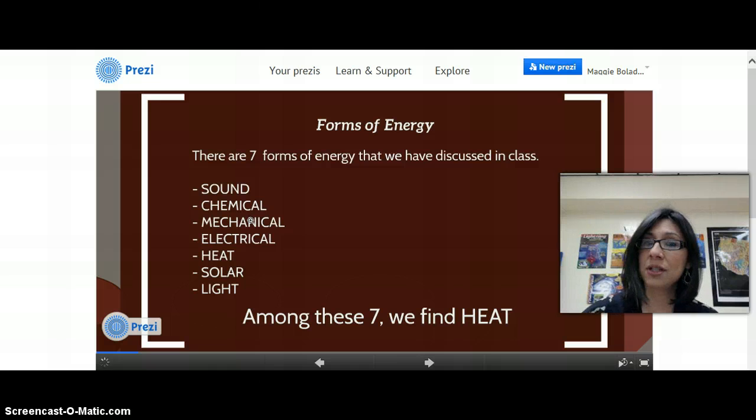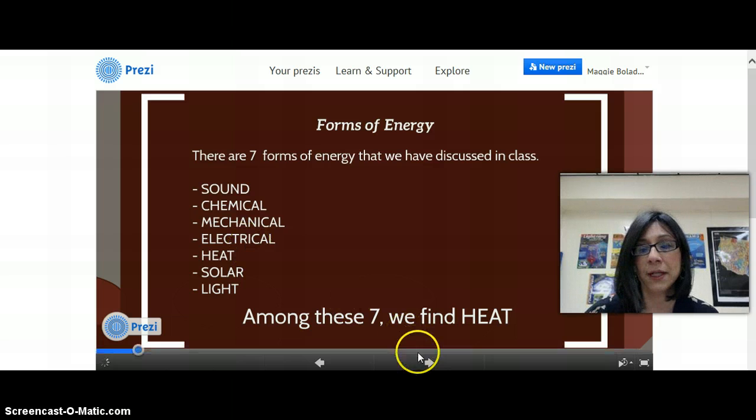Mechanical energy is the energy that you use your hands, your body, your feet to produce some type of movement. For example, strumming a guitar, your fingers are the ones plucking the guitar, and that is generating some type of motion. The other thing, your feet are pedaling the bike, and that is generating your motion from point A to point B. Electrical energy that you're very familiar with, heat energy, solar energy, and light. And among all those 7, we find heat, which has been the topic for this week.